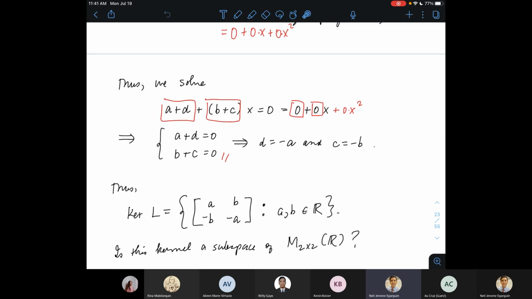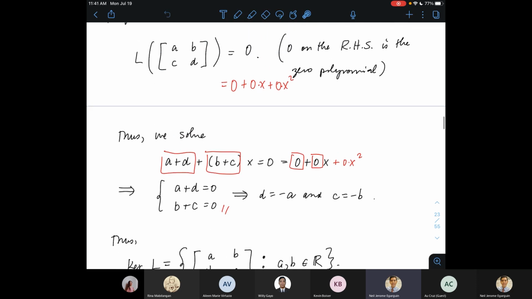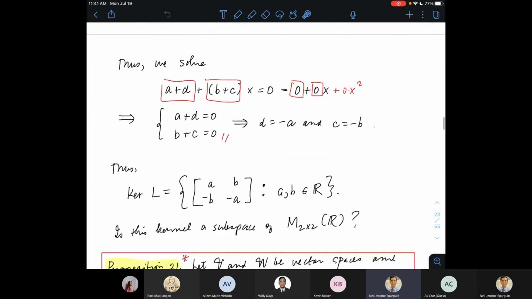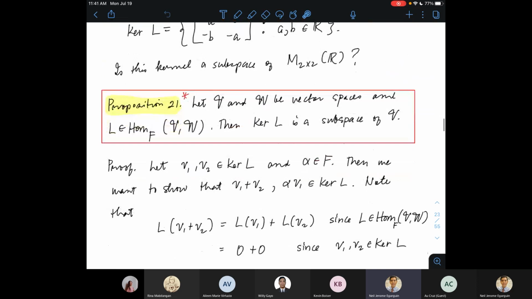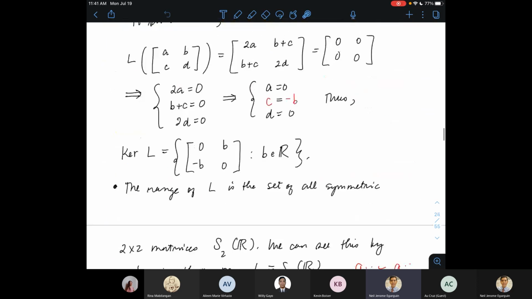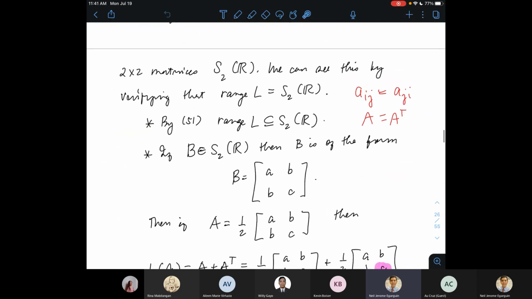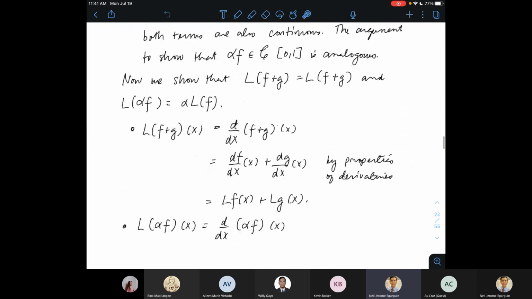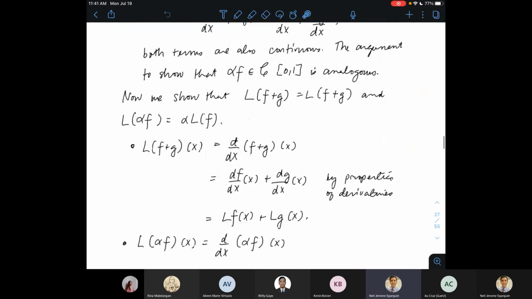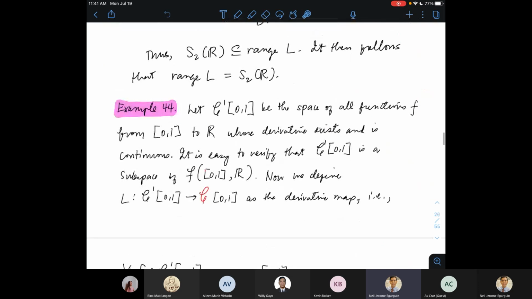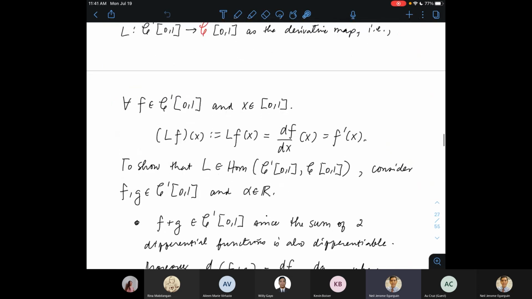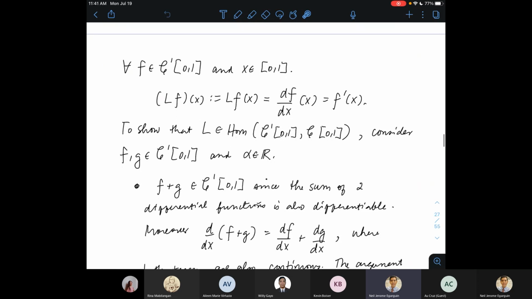Okay. So for now, let's continue our discussion and try to finish module 3. We're still talking about linear transformations between two vector spaces with the same underlying field. We ended last time with example 44, which is the derivative map, and show that this is a linear transformation from the set of C1 functions to the set of all continuous functions.